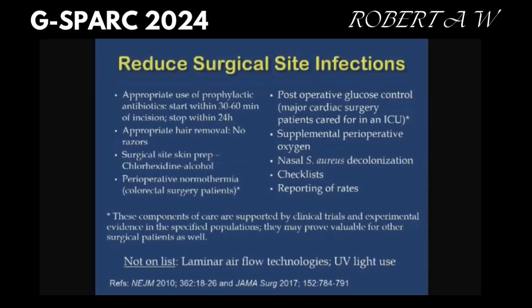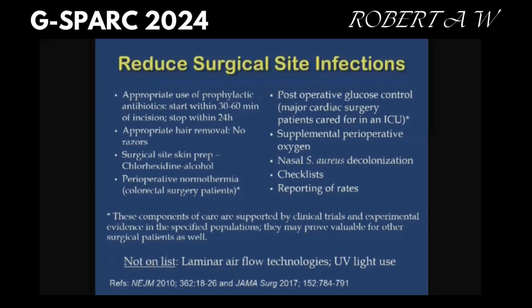In colorectal surgery patients, perioperative normothermia lessens the risk of infection, and there's a basis for that in white blood cells working better during normothermia than during the reduced temperatures that patients often have during surgery. Maintaining glucose control has been shown to help reduce risk for cardiac surgery patients. Supplemental perioperative oxygen, again, possibly makes white blood cells more effective. Some studies have shown benefit from nasal decolonization of Staph aureus, particularly in patients having implanted devices, like orthopedic procedures or cardiac procedures. And checklists help make sure that all of the interventions are carried out.